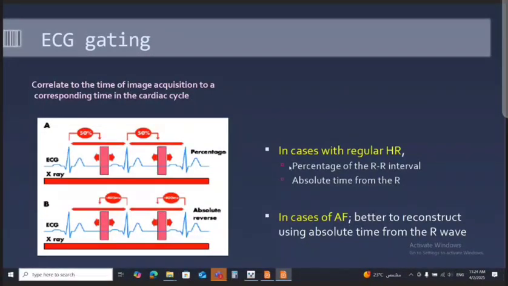R. In cases of regular heart rate, we usually use the percentage of the RR interval, and we can also use the absolute time. While in cases of AF or irregular heart rate, it's better to reconstruct using the absolute time from the R, because the percentage will be different from one cycle to another.